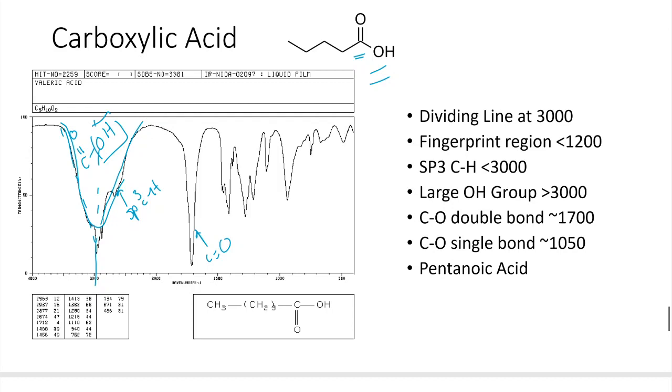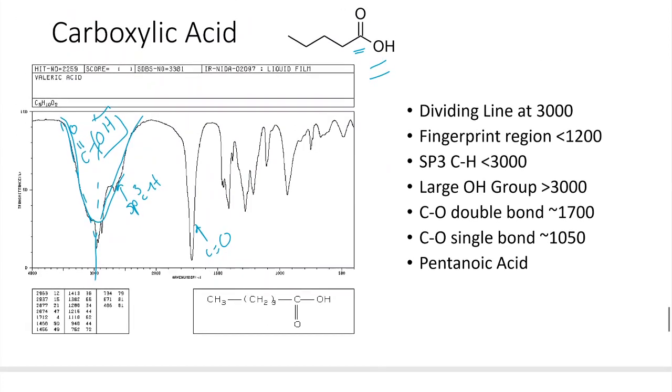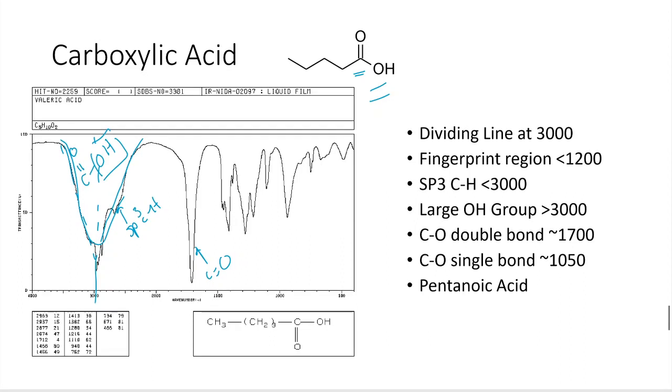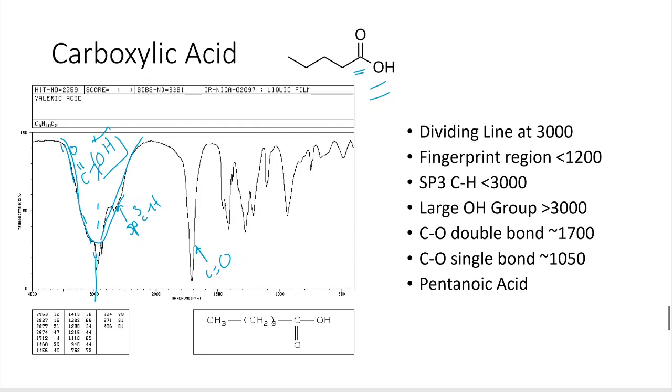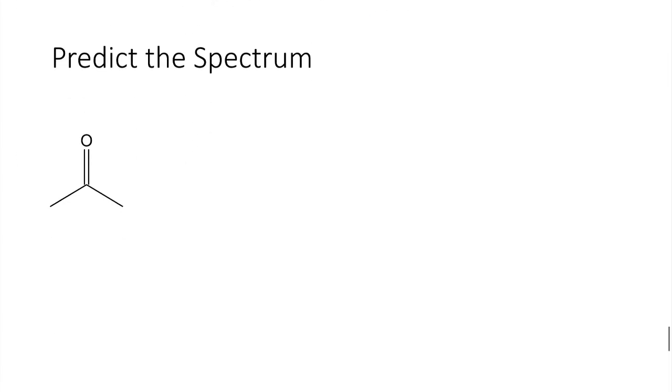And then the other features in the spectrum are really just the fingerprint region. Oh, we forgot our carbon-oxygen single bond that's possible, and in this case it's going to show up around 1050 as well. It's probably this one here, and again it's hard to pick out in this spectrum. So let's see if we can predict what our spectrum would look like for some of these molecules.